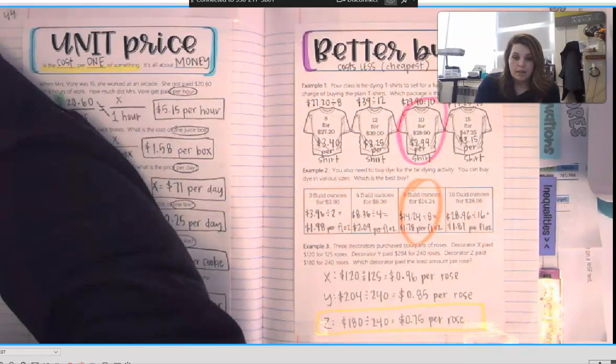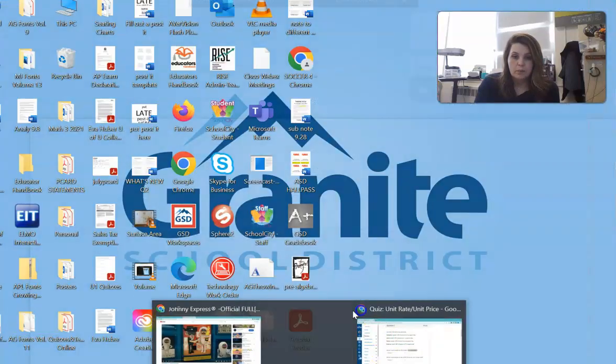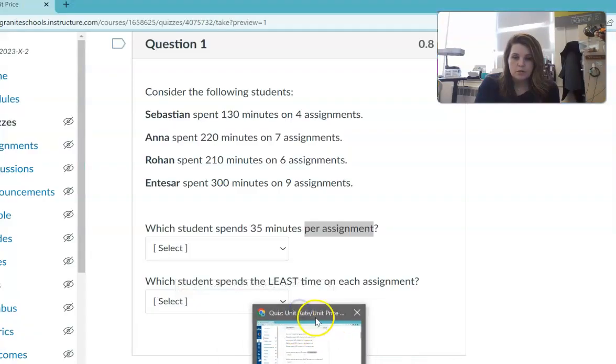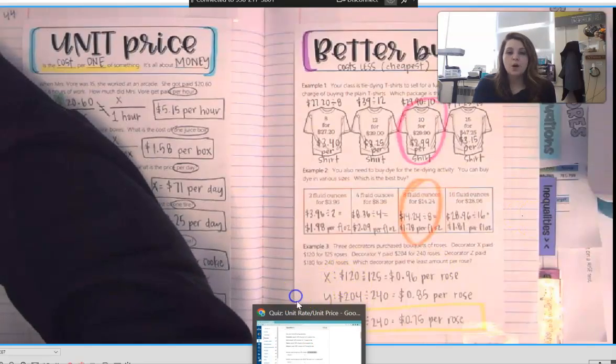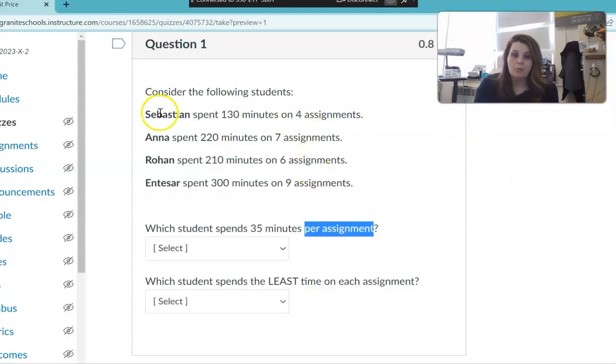On our Canvas quiz, I have it pulled up here. Let me just close these out really quick. Our first problem is a two-part problem. It gives us a bunch of students and then tells us how much time they spent on a number of assignments. There are two questions in this one. It wants to know which of these four spent 35 minutes per assignment, and then which one spends the least amount of time on each assignment.